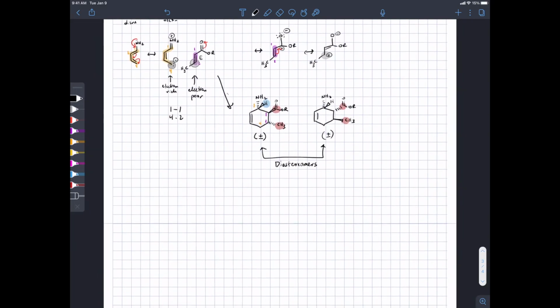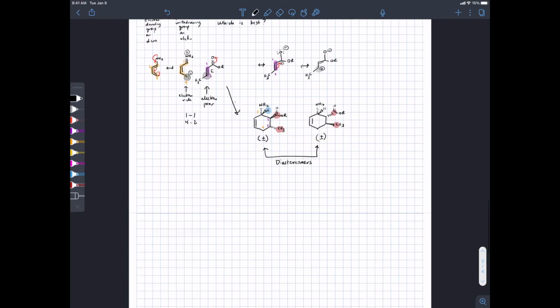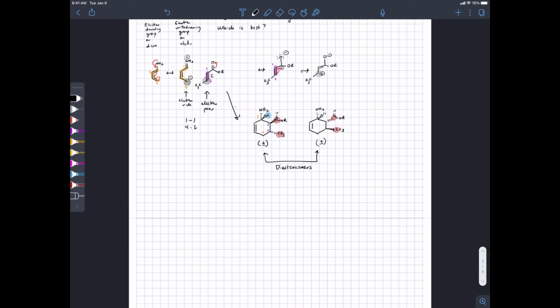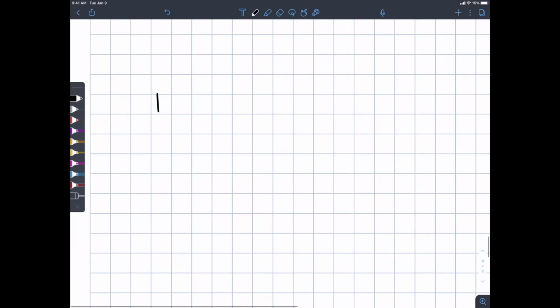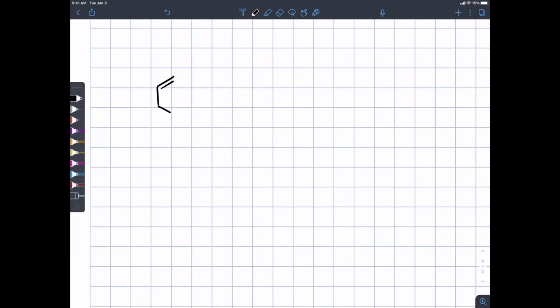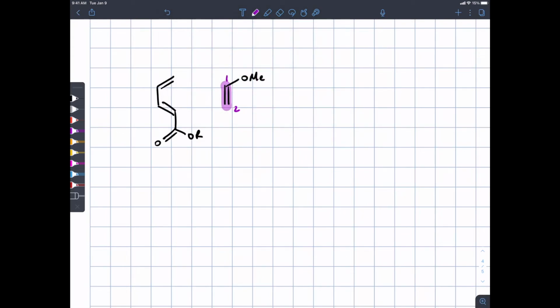All right, and finally, of course, it doesn't have to be that the diene is electron rich and the olefin is electron poor. You can draw a diene that has, say, an ester group here and an olefin that has a methoxy group here. And again, we're going to consider the impact of electron donating versus withdrawing groups.